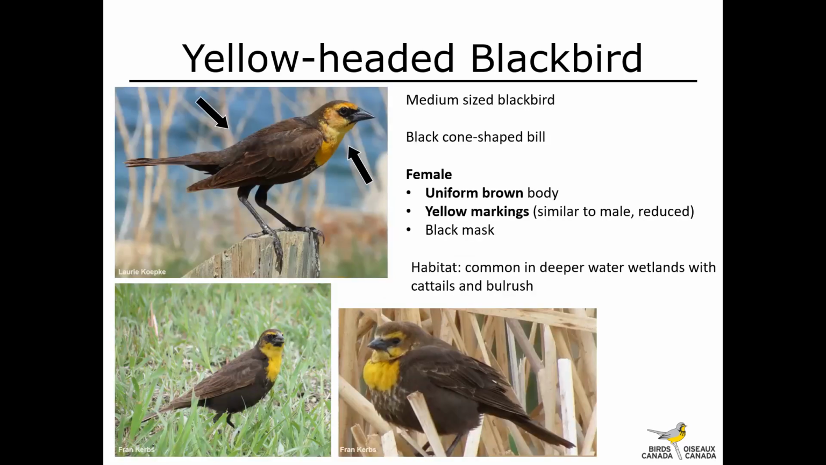Okay. The females, as I mentioned, are kind of similar to the males. They have a reduced amount of yellow on their head and neck. Their body, as opposed to being jet black, is kind of this overall brownish color. It's not streaky and mottled like it is in the red-winged blackbird. It's just kind of this plain brown overall uniform marking. They do have that little black mask as well. And again, that yellow is just slightly reduced from the males.